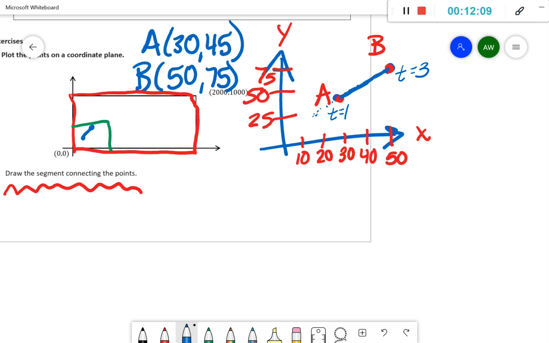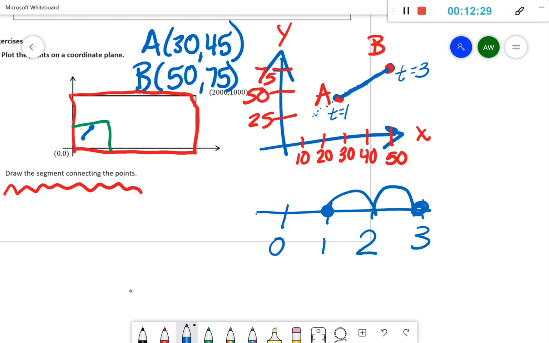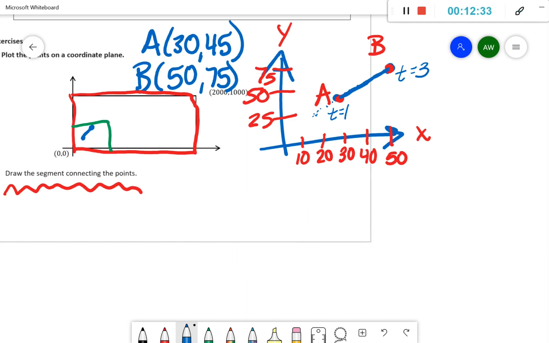Now, in total, if I'm starting at 1 second and I'm ending at 3 seconds, that means that there's 2 seconds in between there, right? If I had a number line, I start at 0 seconds, right? 1 second, 2 seconds, 3 seconds. If this is where we start and this is where we end, we have 1, 2 seconds. So that means that the total amount of time in between point A and point B is 2 seconds.